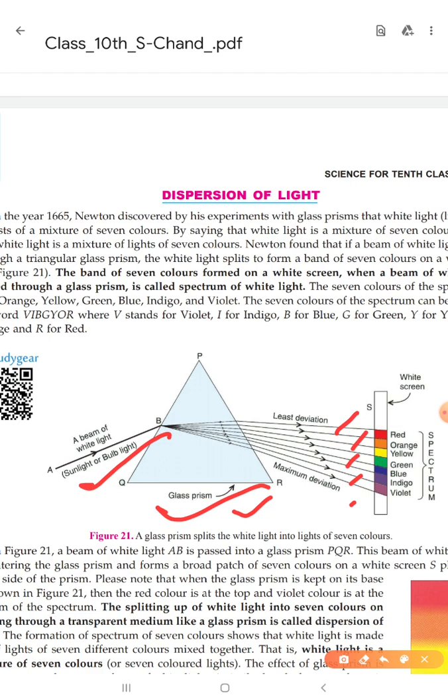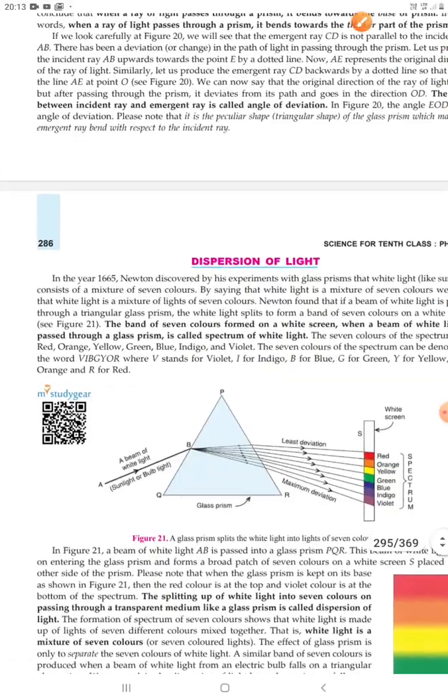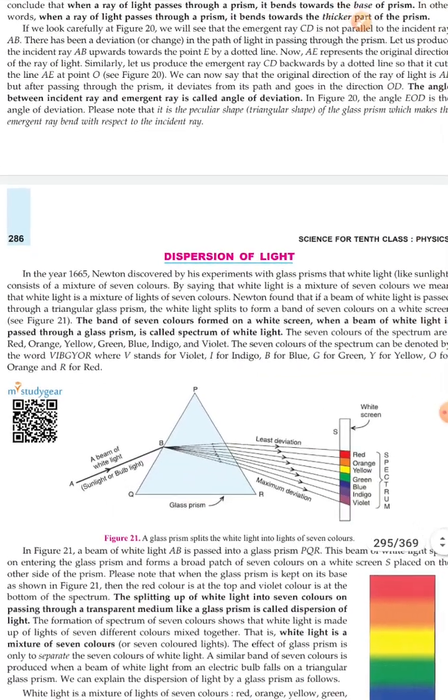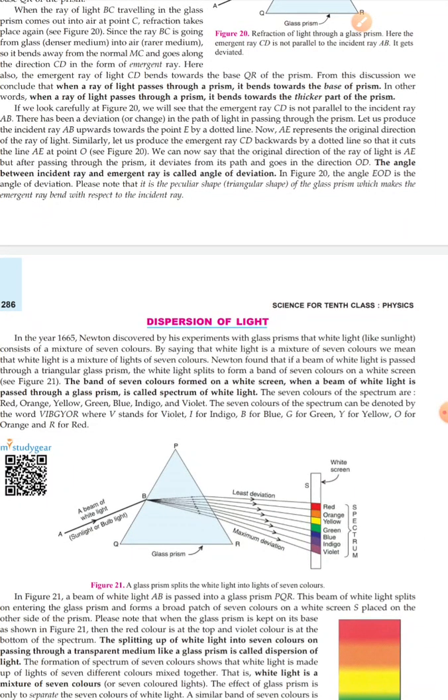We can get these seven colors on a white screen. You should know the pattern VIBGYOR: violet, indigo, blue, green, yellow, orange, and red. So this phenomenon is called dispersion of light. The band of seven colors formed on a white screen when a beam of white light is passed through a glass prism is called the spectrum of white light.